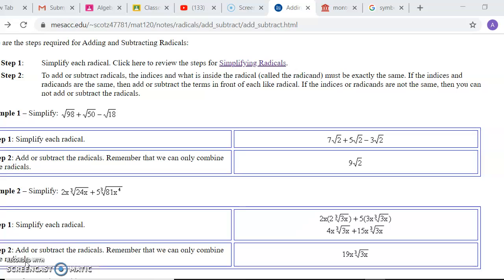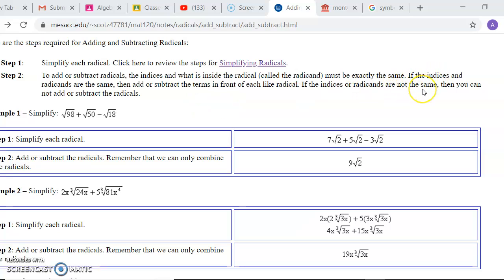So step number one, simplify each radical. And we talked about those steps when we're simplifying radicals. Step number two, you want to add or subtract radicals. The indices, and what is inside the radical, called the radicand, must be exactly the same. If you look over here, square root of 98, the index for this particular radical is 2. The index for this particular radical expression is 3. So this is the index.